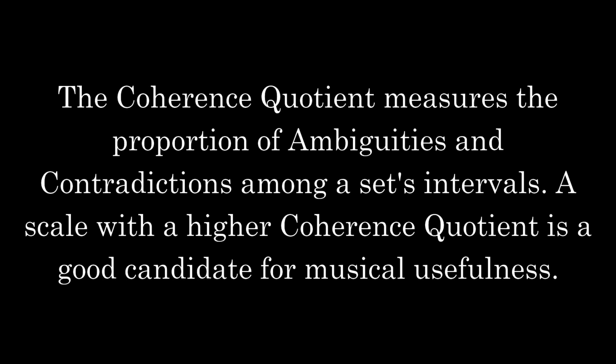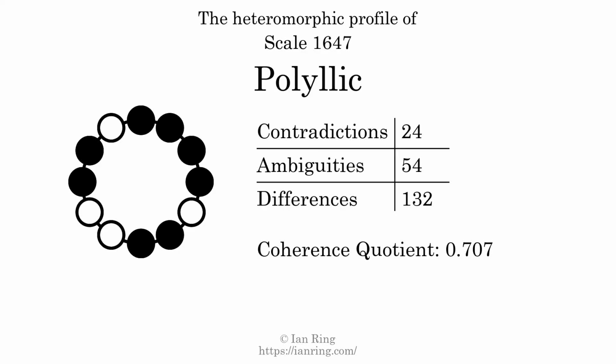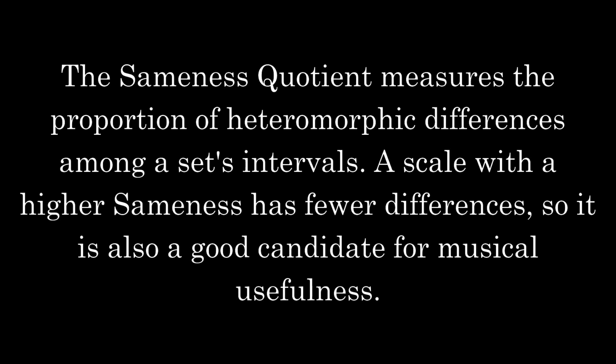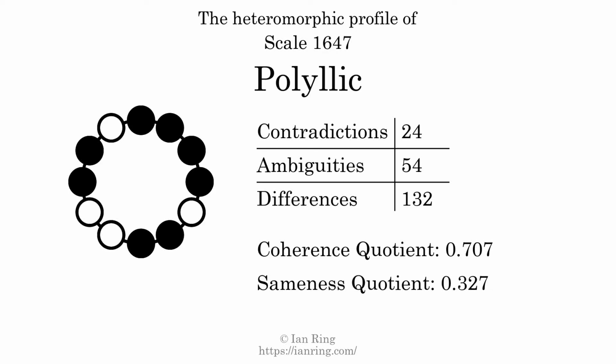The coherence quotient measures the proportion of ambiguities and contradictions among a set's intervals. A scale with a higher coherence quotient is a good candidate for musical usefulness. The coherence quotient is 0.707. The sameness quotient measures the proportion of heteromorphic differences among a set's intervals. A scale with a higher sameness has fewer differences, so it is also a good candidate for musical usefulness. The sameness quotient is 0.327.